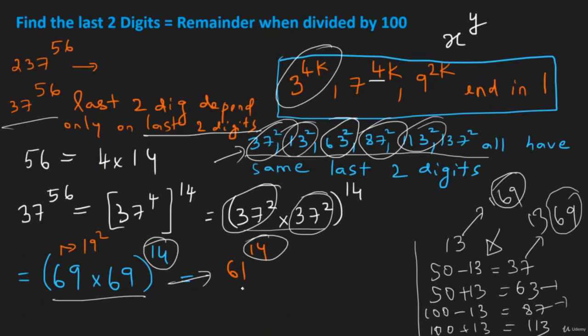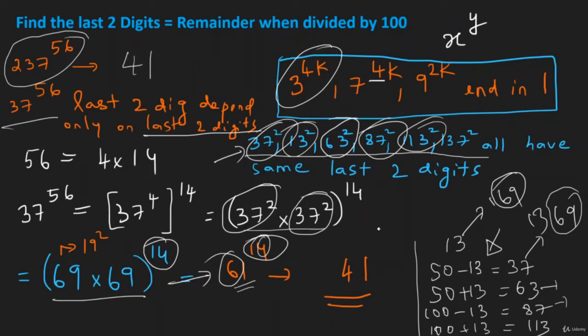Now 61 is a number that's ending in 1, and we know how to find the last two digits of this expression. It will end in 1, and to get the second last digit you have to multiply 6 and 4. That's 24. So you take 4 from that. Therefore the last two digits of 61 to the power 14 is equal to 41. And that's your answer. We have found that 237 to the power 56 will have the last two digits as 41.